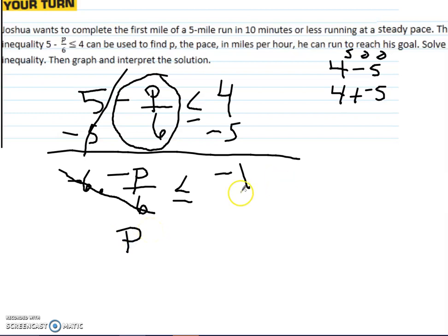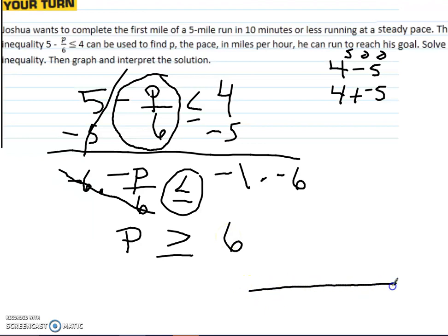If I multiply the left side by negative 6, I've got to multiply the right side by negative 6. Circle the inequality because it is going to flip, since you just multiplied both sides by a negative 6. It becomes greater than or equal to. Negative 1 times negative 6 is positive 6. If I'm going to graph it, it is a closed circle and it is going to the right.